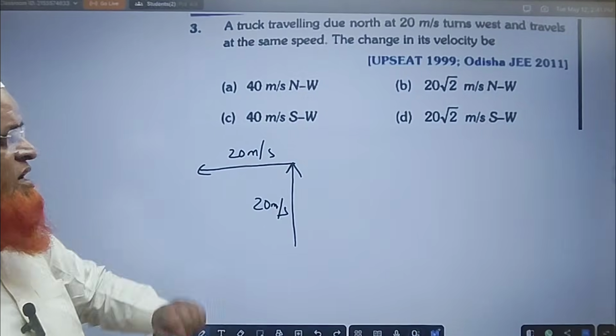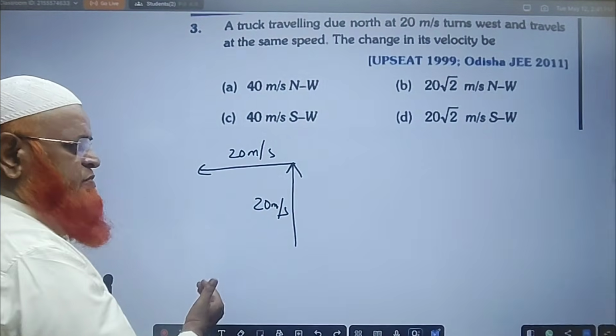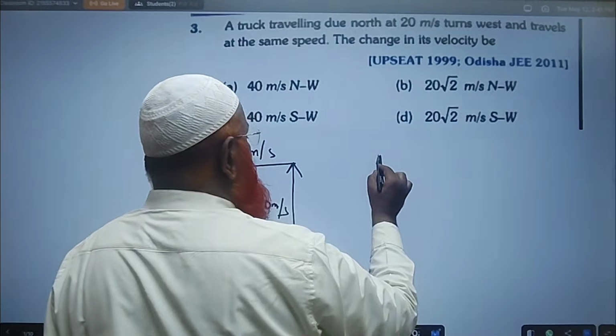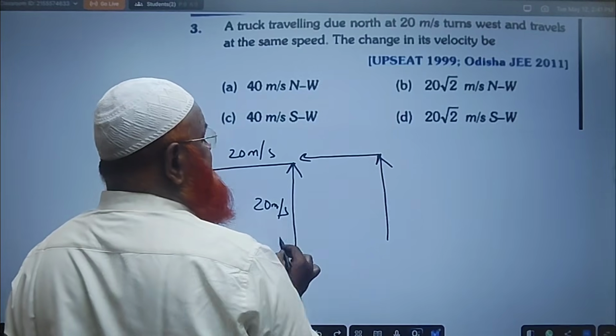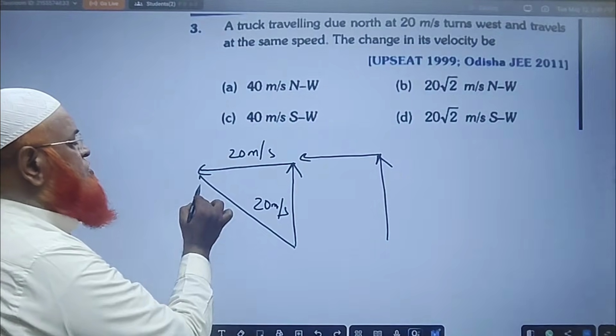You'll get confusion regarding direction. How do you find out the correct direction? See, the truck is going in this direction with this speed and again changing like this. So you just see, in this direction and in this direction, the resultant will be how much? Pythagoras theorem. So if we use the triangle law, this is going to be the resultant.